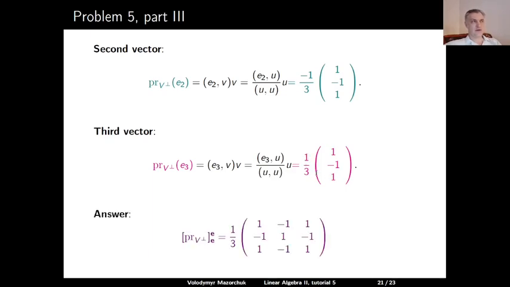Now we can write these three vectors as columns in the matrix, and we get that the projection onto the orthogonal complement of V in the standard basis has the following matrix. It's 1/3 of the matrix 1, minus 1, 1; minus 1, 1, minus 1; 1, minus 1, 1. And this completes problem 5.